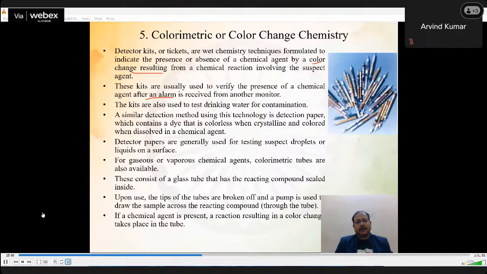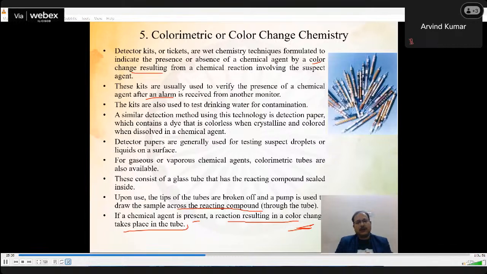These consist of a glass tube that has the reacting compound sealed inside. Upon use, the tips of the tubes are broken off and a pump is used to draw the sample across the reacting compound through the tube. If a chemical agent is present, a reaction resulting in a color change takes place in the tube. So whenever there is a color change, you can easily ascertain that there is a chemical agent in this particular sample. And this is the basic mechanism.